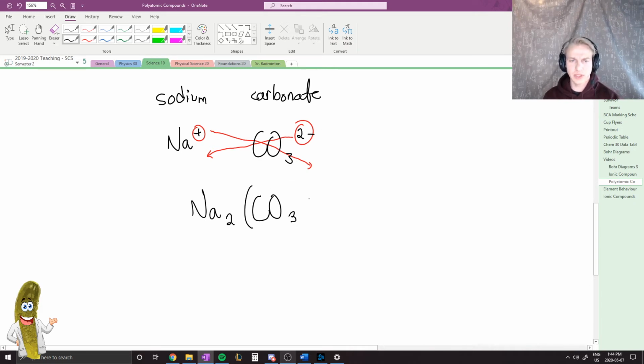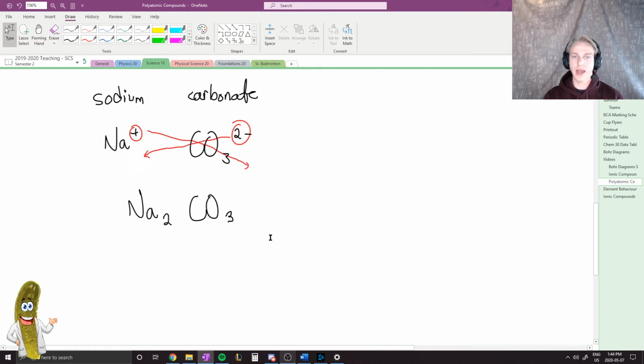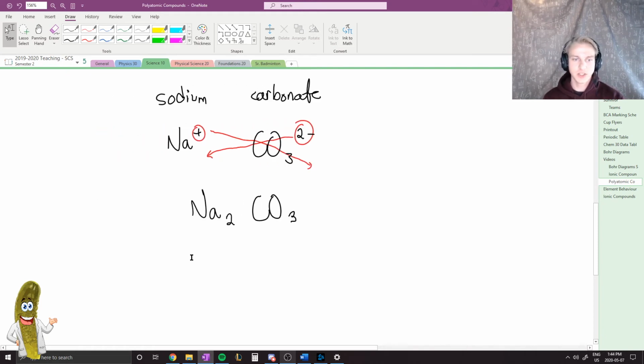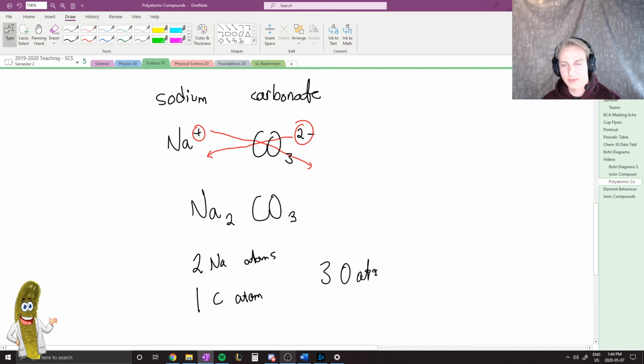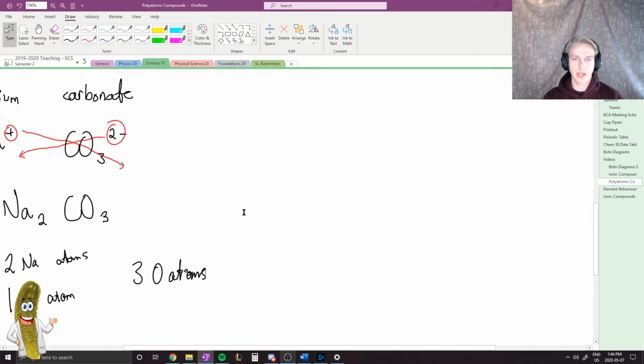If we wanted to be really picky, we could put brackets around this and say that there is one of this entire carbonate. When we look at our second example, we'll look at one where this won't be a 1, so we can't just ignore it, and we'll need to put brackets around that polyatomic ion to show that there are 2 of that entire thing. So in this overall compound, we have 2 sodium atoms, 1 carbon atom, and 3 oxygen atoms. That's the swapped and dropped version. That's what sodium carbonate looks like.